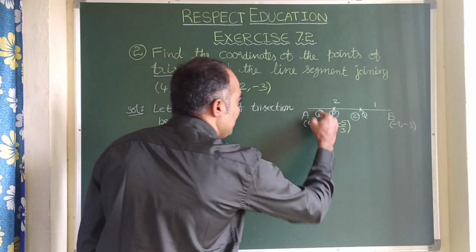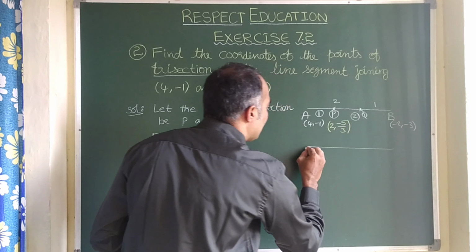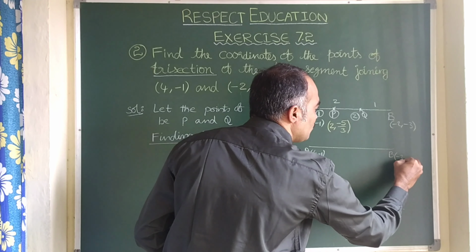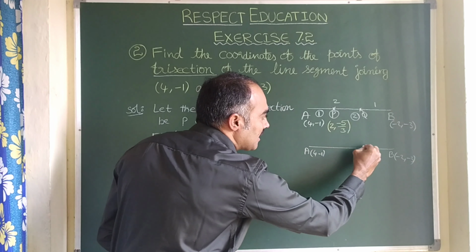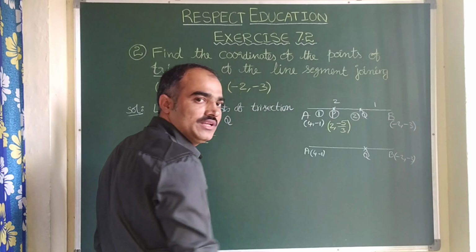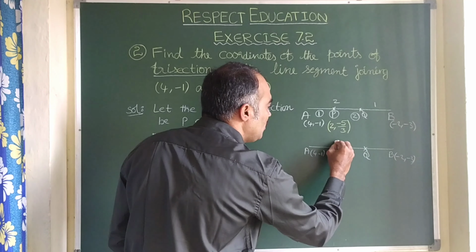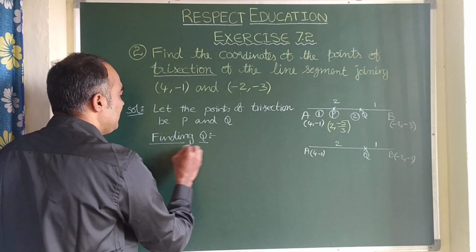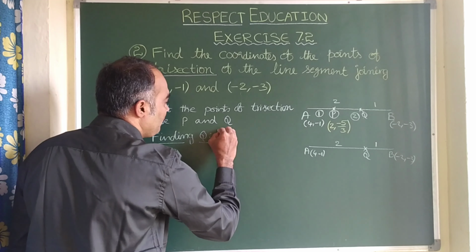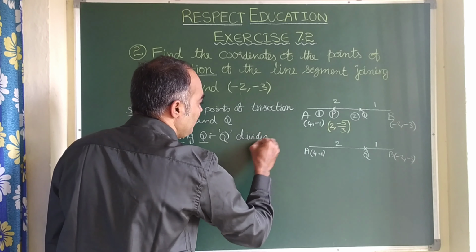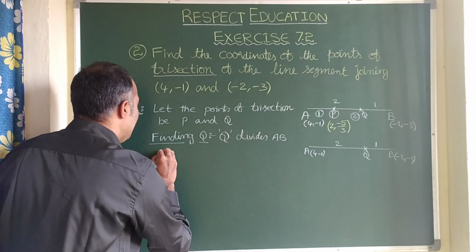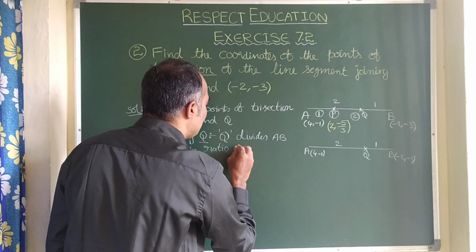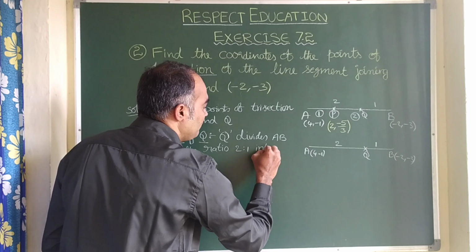As you know, if we draw the diagram again, A (4, -1), here B (-2, -3). Here you see Q comes here, so I am writing Q exactly at its place. These two are the two parts. So Q divides AB in the ratio 2:1. Right? Let us write the same. Q divides AB in the ratio 2:1 internally.